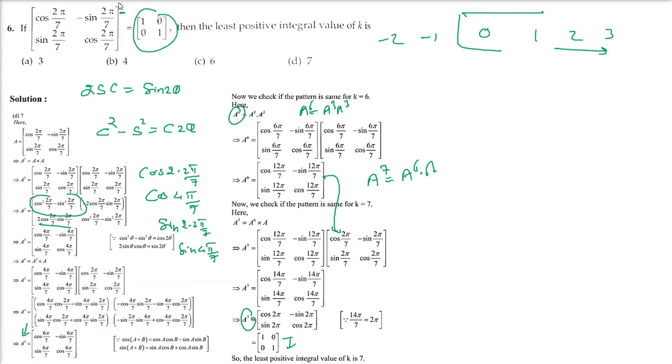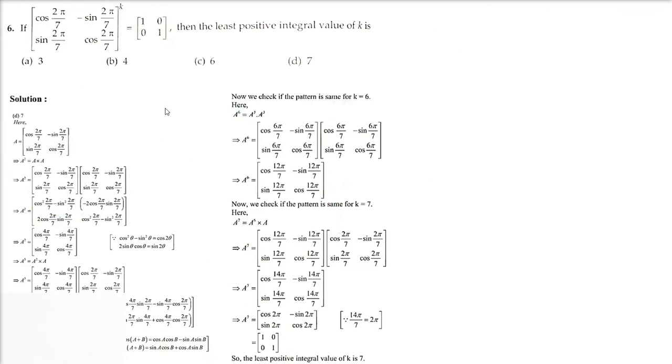So this matrix to the power 7. So K has to be 7, so that you get the identity matrix. So you have to check it for 3, 4, 6 and 7. That is why we didn't check for 5, I guess.